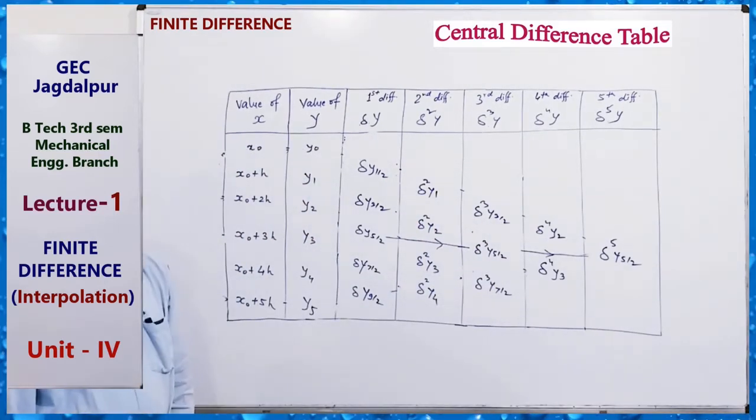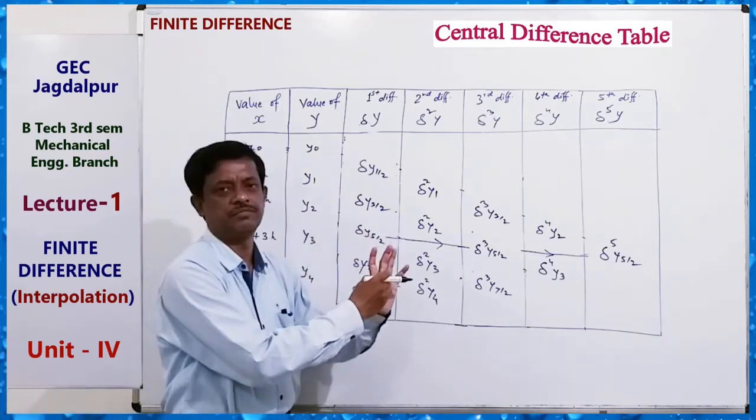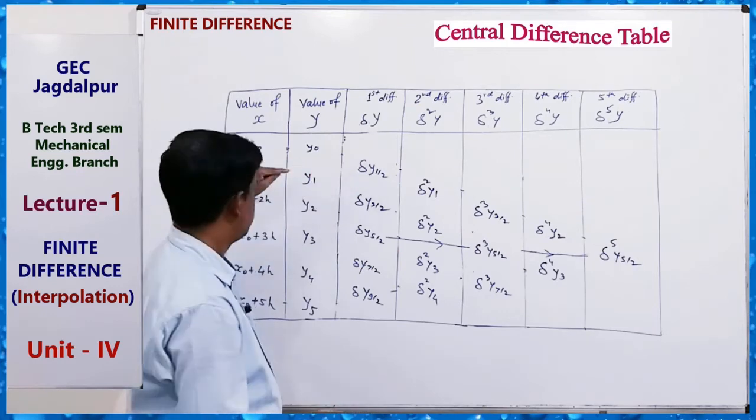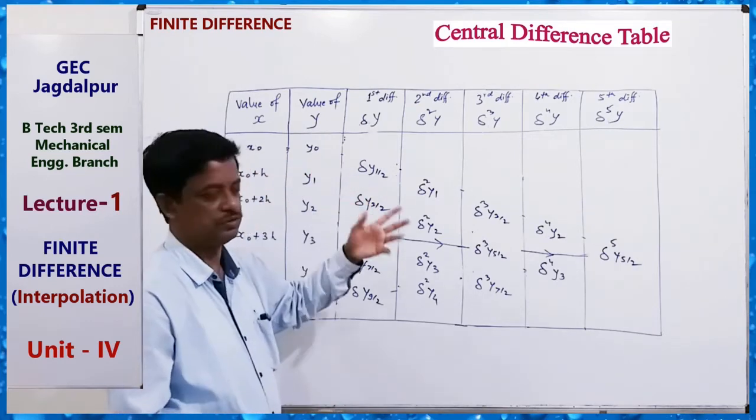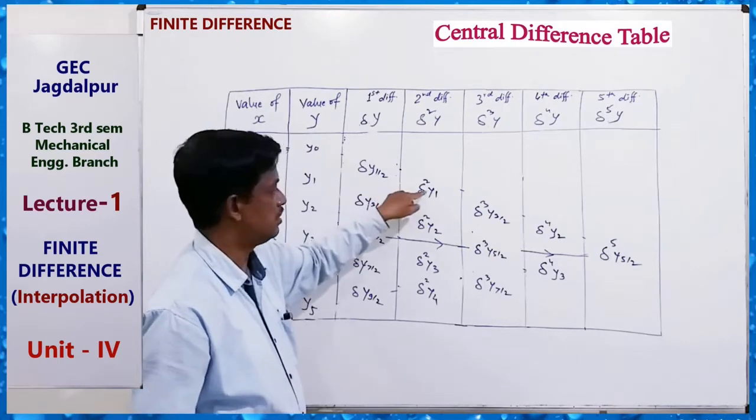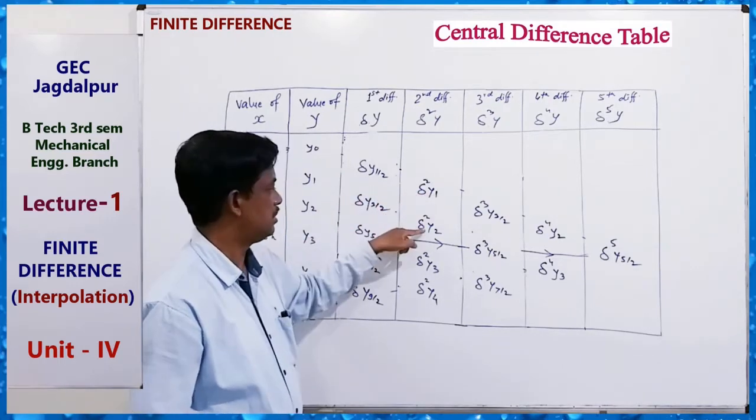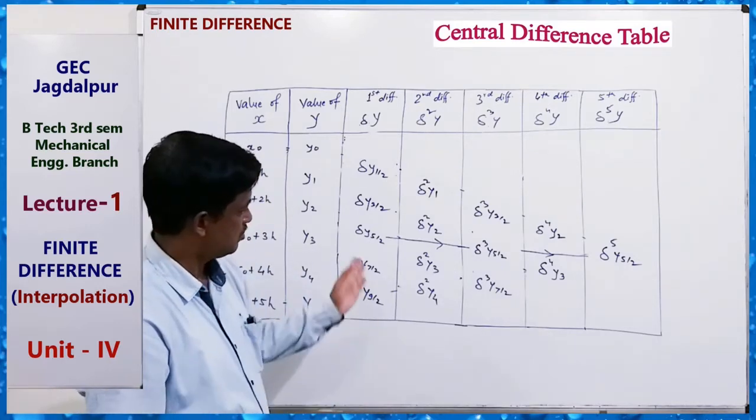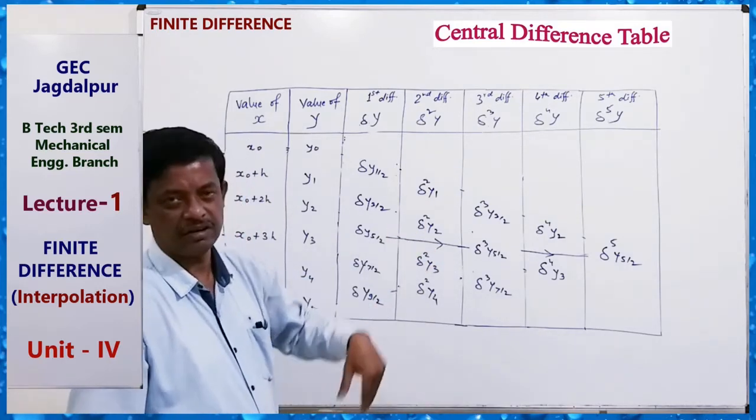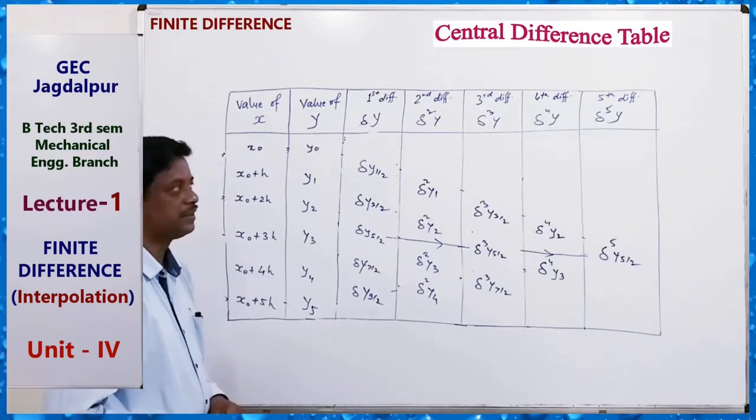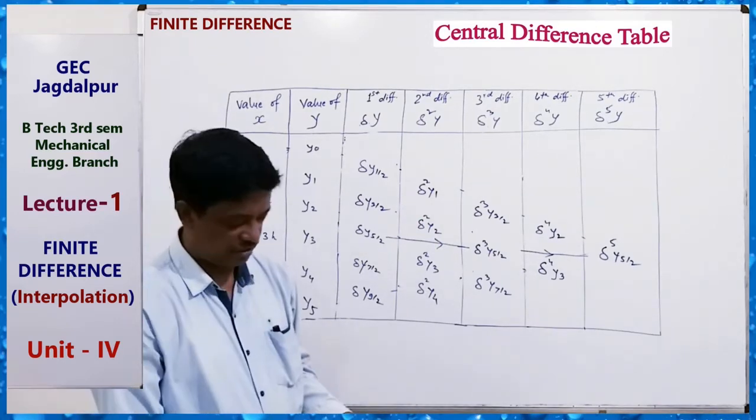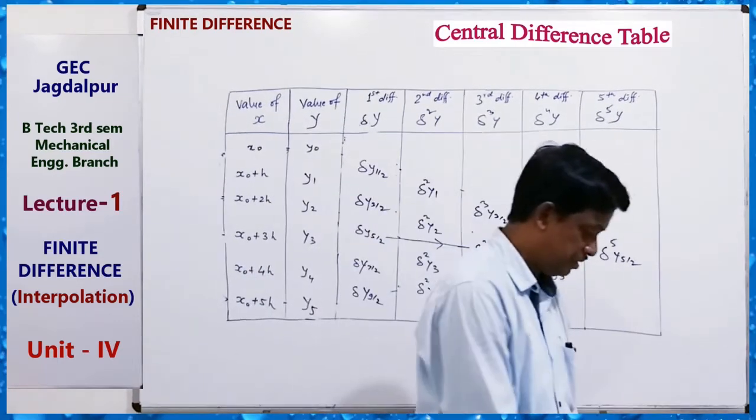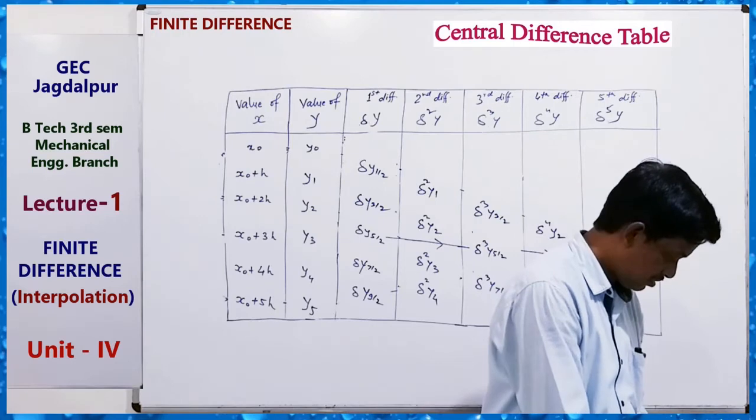Clear? So the table creation method is the same. Just subtract y0 from y1 right here, y1 from y2 right here. Also subtract this from this right here, this from this right here, and just make the table. And the notation for the differences you just take from the table. Okay. So the preparation of these three tables for these three differences is very, very important.